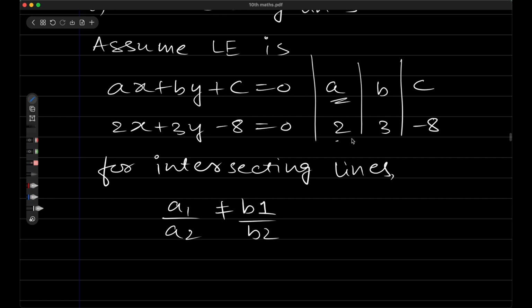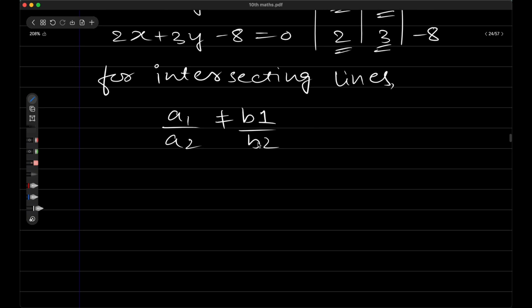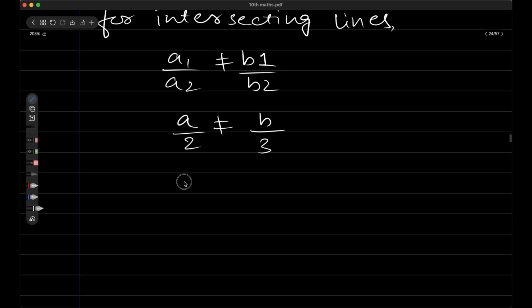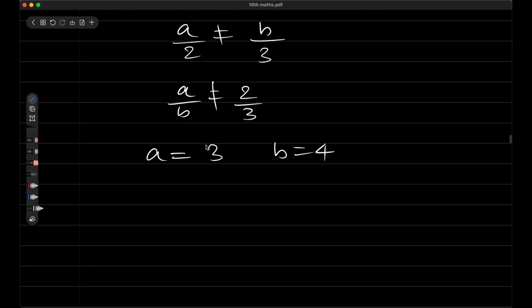From the given coefficients, a1 is 2, a2 is a, b1 is 3, b2 is b. We can write a upon b not equals to 2 upon 3. That is, we can take a equals to 3 and b equals to 4. This satisfies the condition, that is 3 by 4 not equals to 2 by 3.